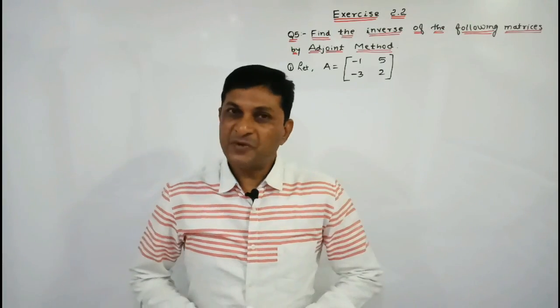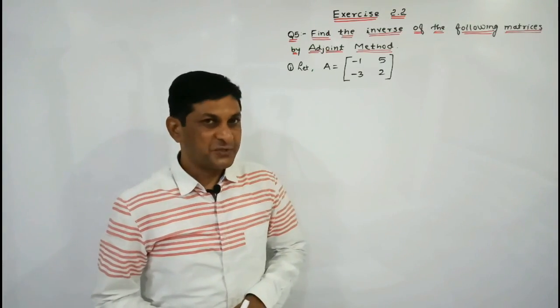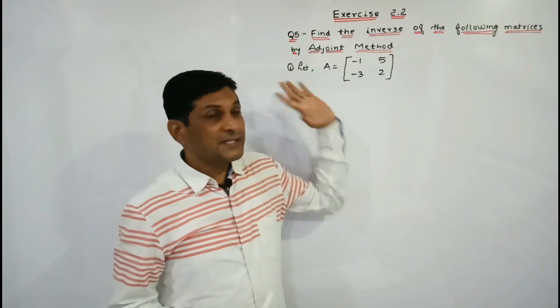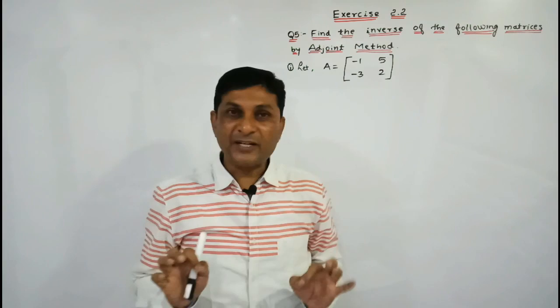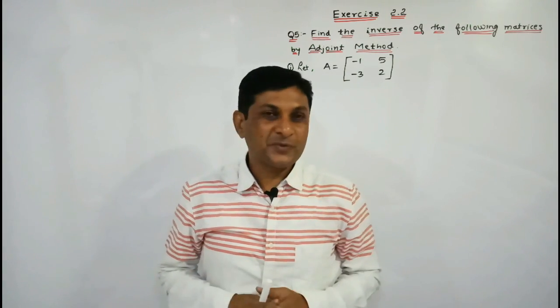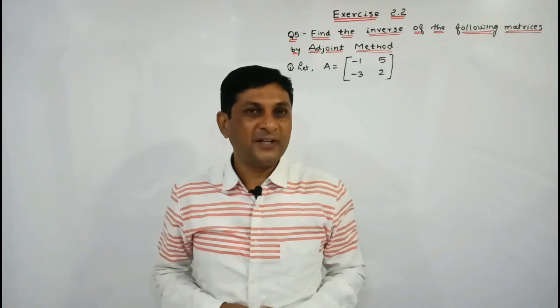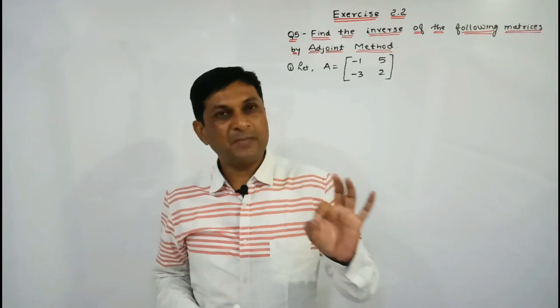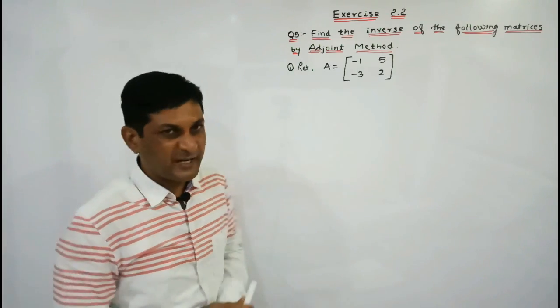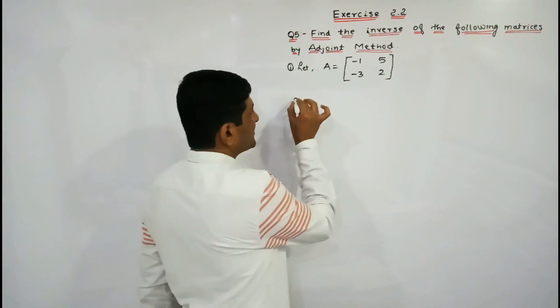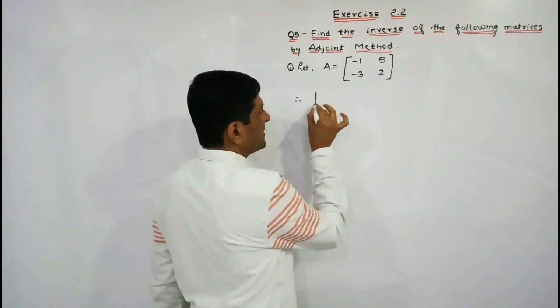Now see question number 5 from exercise 2.2. In this case, some matrices are given to us and we have to find the inverse of a matrix using the adjoint method. We have already seen that there are 5 steps to find the inverse of a matrix by the adjoint method. What is the first step? First step is to find the determinant of that matrix. So let us find the determinant of this matrix.